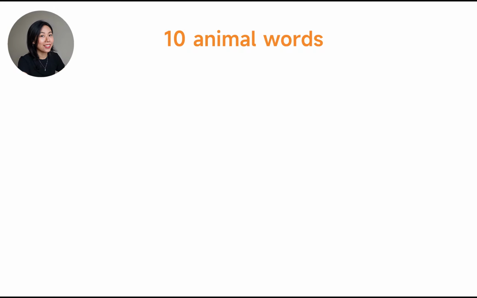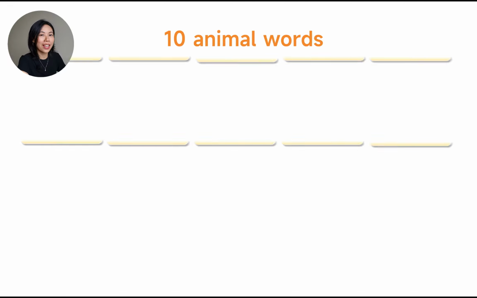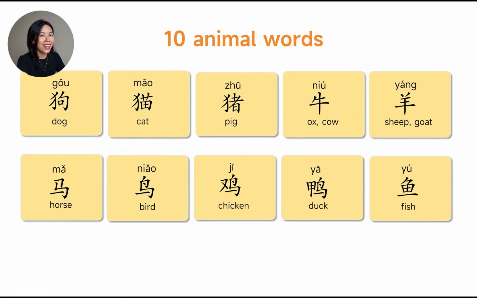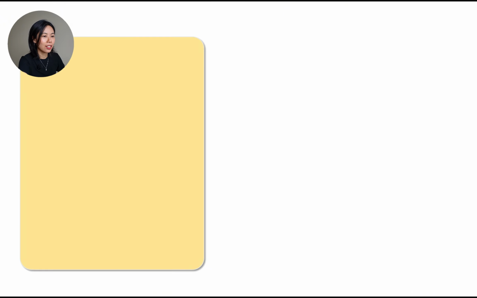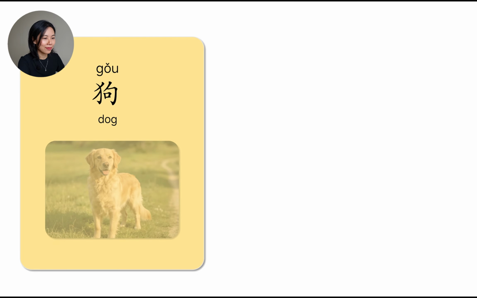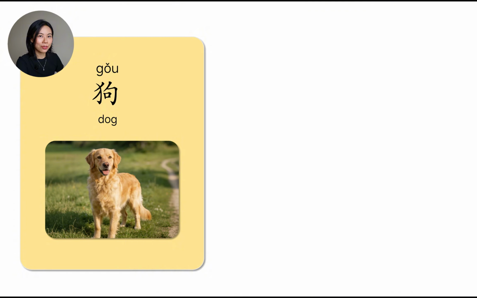I'm Mandy. In today's video, we're going to learn to write 10 animal words. And now let's get started. The first one, 狗 is the dog. So let's learn how to write the 狗.